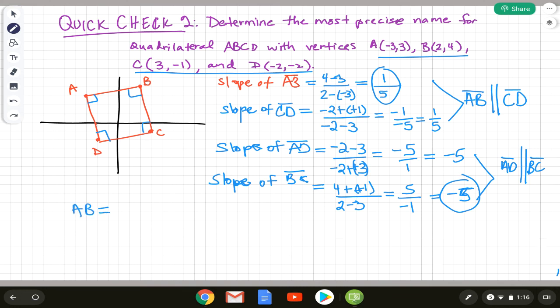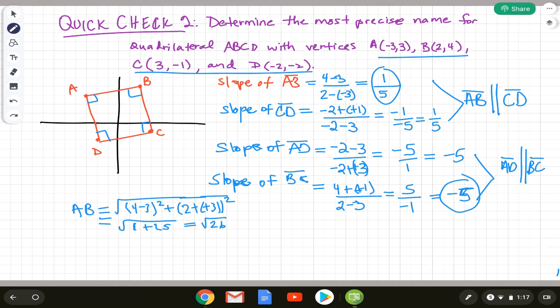So for AB, that will be 4 minus 3 squared. You're always subtracting the x-coordinates and squaring them plus the y-coordinates subtracted. Oops, I did it backwards. It won't really matter. 2 minus a negative 3. Since I'm adding, the order doesn't matter too much. This is going to end up being, let's see, 1 squared is 1. This is 2 plus 3 is 5, and that squared is 25. So I end up with the square root of 26.